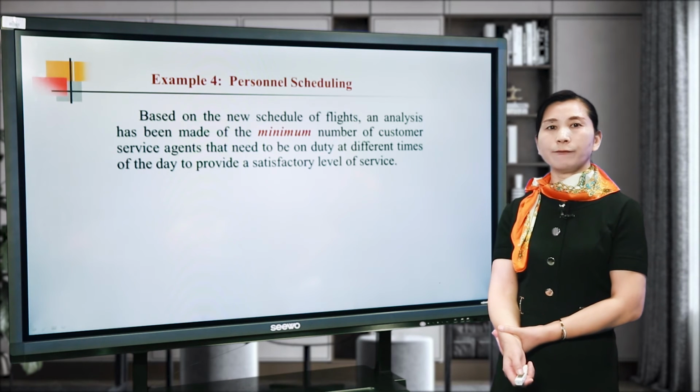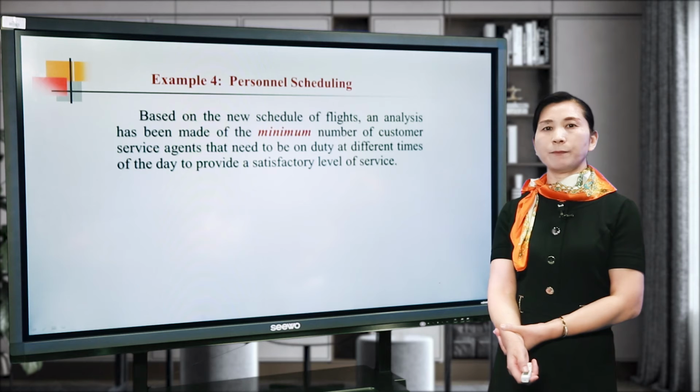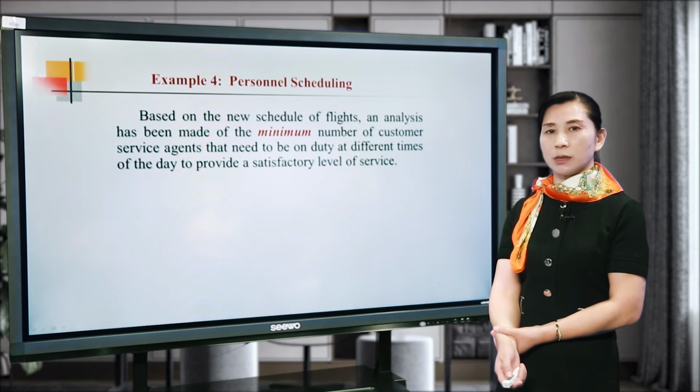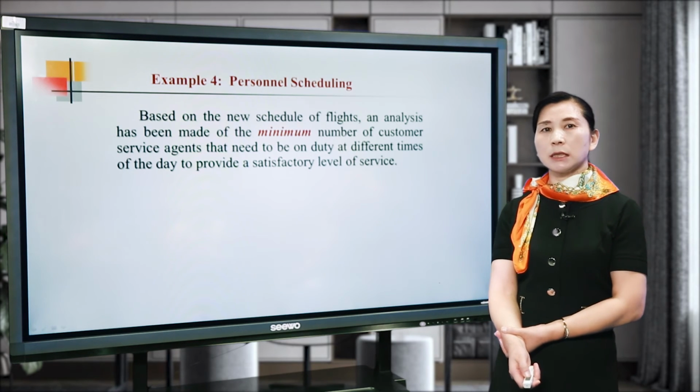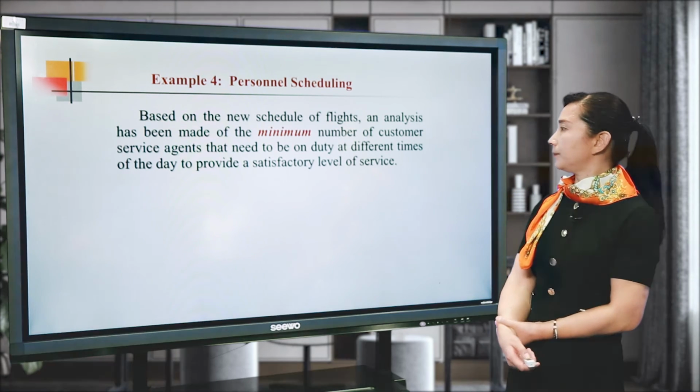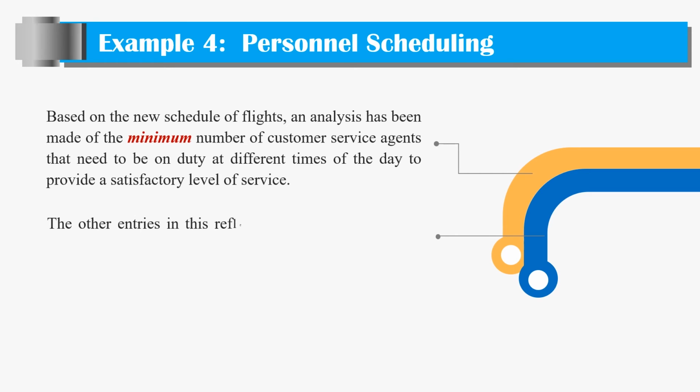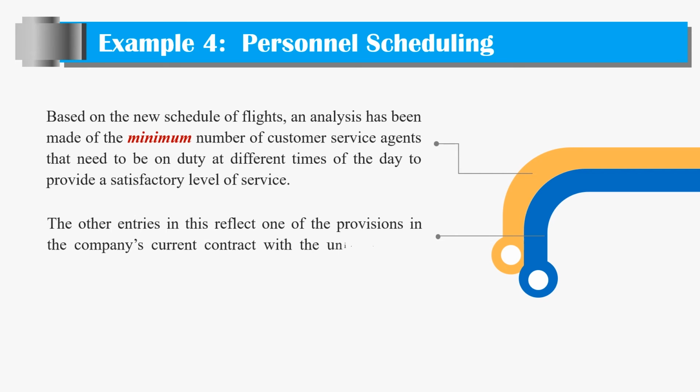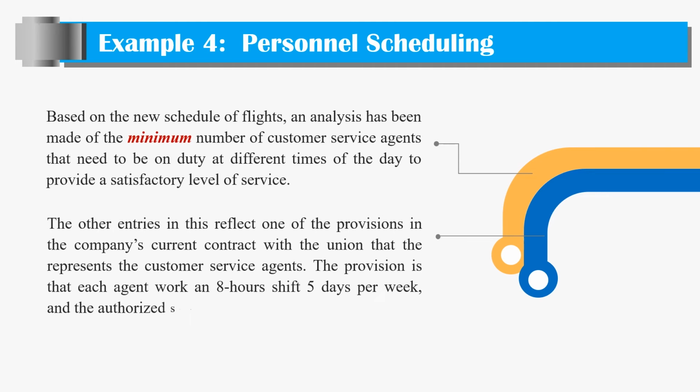Based on the new schedule of flights, an analysis has been made of the minimum number of customer service agents that need to be on duty at different times of the day to provide a satisfactory level of service. The other entries reflect one of the provisions in the company's current contract with the union that represents the customer service agents. The provision is that each agent works an 8 hour shift 5 days per week, and the authorized shifts are in the following table.